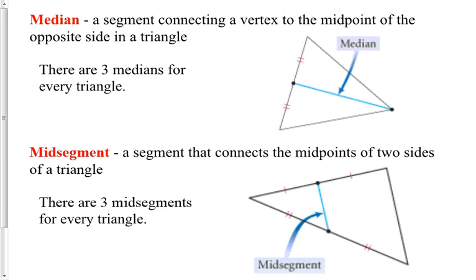Now let's define midsegment. A midsegment is a segment that connects the midpoints of 2 sides of a triangle. You can see in the diagram that we have the midpoint of that side and the midpoint of that side, and the segment connecting those is called the midsegment. Again, every triangle will have 3 midsegments. While in this video we are just defining these terms, we will eventually construct both medians and midsegments.